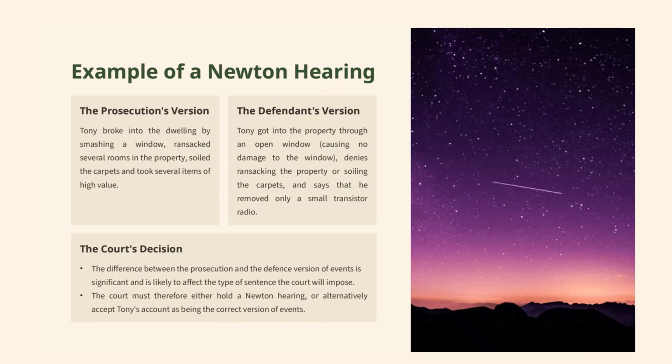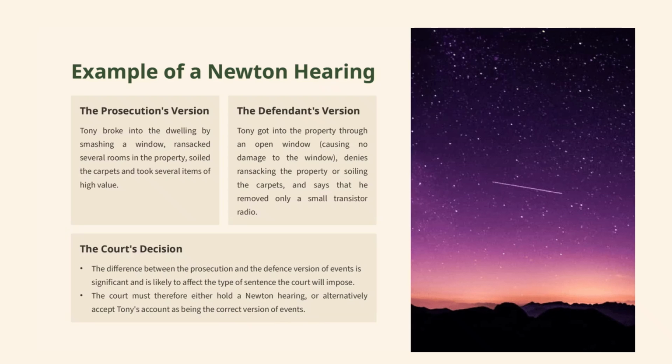So an example of a Newton hearing: Tony broke into a dwelling by smashing a window, ransacked several rooms in the property, soiled the carpets and took several items of high value. However, the defence version is different. Tony got into the property through an open window, causing no damage to the window, denies ransacking the property or soiling the carpet, and says that he removed only a small transistor radio.